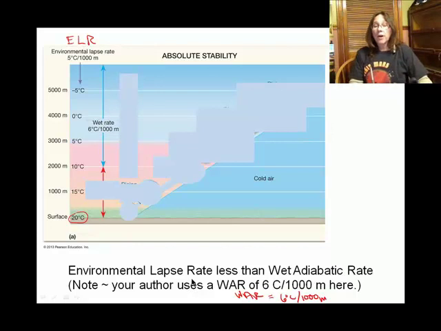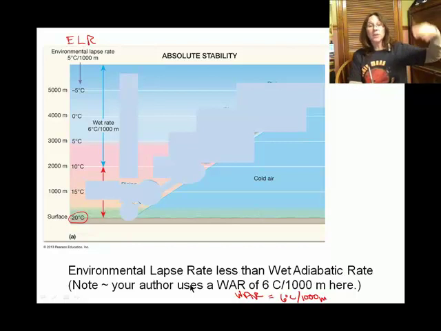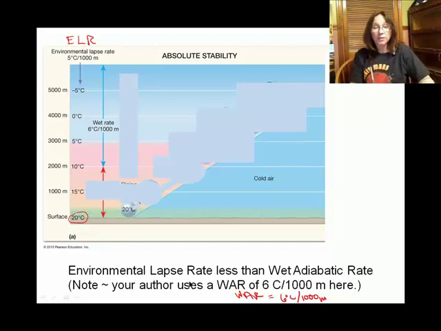We're going to go beyond the lifting condensation level, where that chunk of air is forced to rise. It's going to cool at 6 degrees Celsius per 1,000 meters. Okay, so here we go. Here is our cute little parcel of air, and when it's at the surface, it's the same temperature as the surface, which is 20 degrees Celsius.